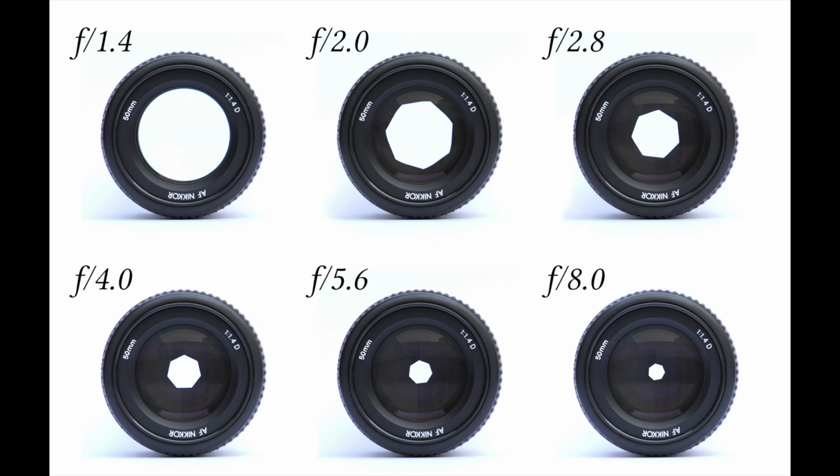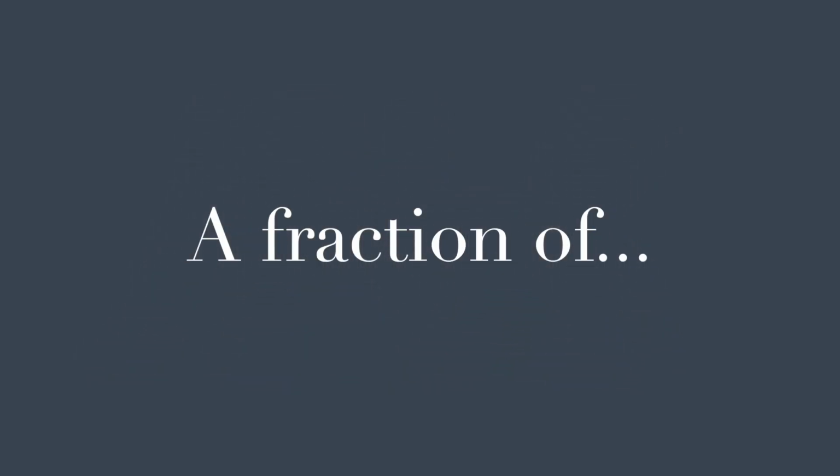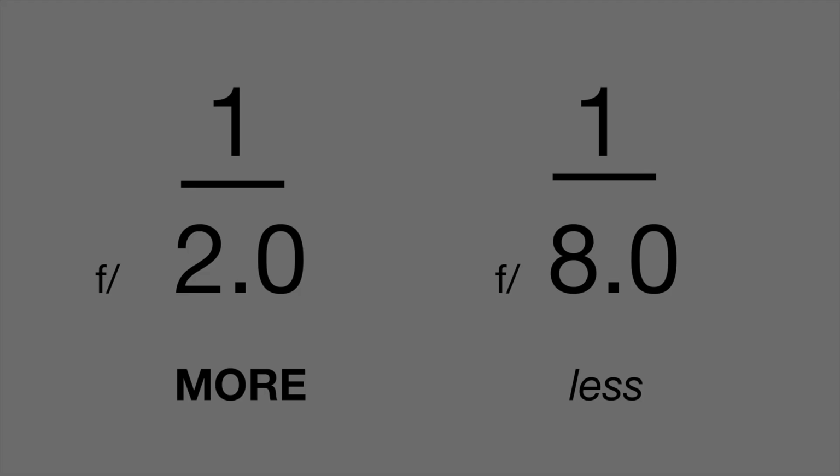And for some people it's a little bit confusing that the higher the number, the less light comes through the lens into the camera. But if you think about it like you learned in school about fractions, it's a little more clear how it works. You can see here what I mean.